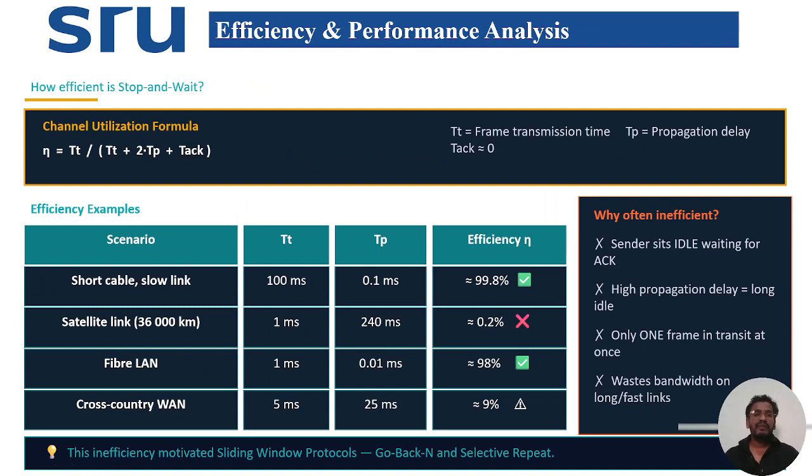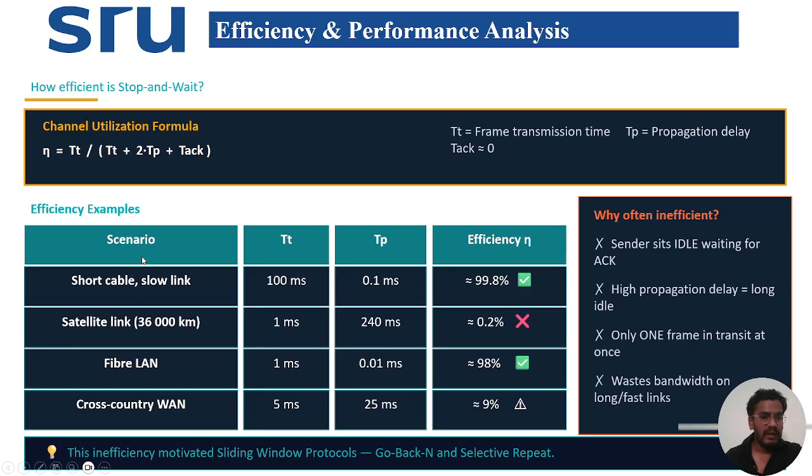Coming to efficiency and performance analysis. How can we identify the efficiency and performance of the methods we use for data transmission? The channel utilization formula: efficiency equals TT, the frame transmit time, over the frame transmit time plus propagation delay, that is TT over TT plus TP times, up to plus the track.